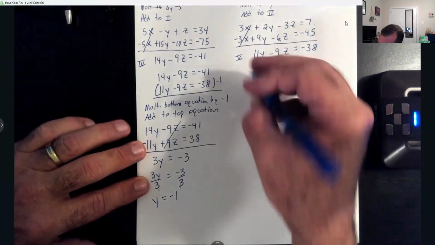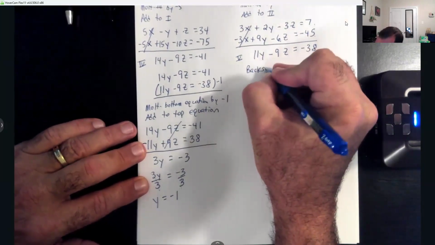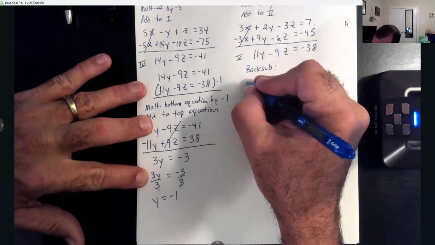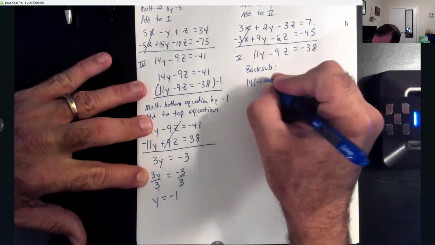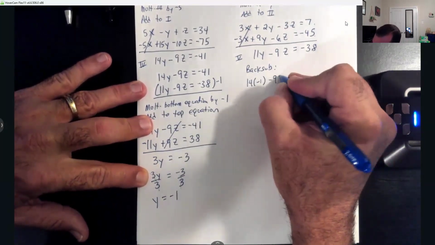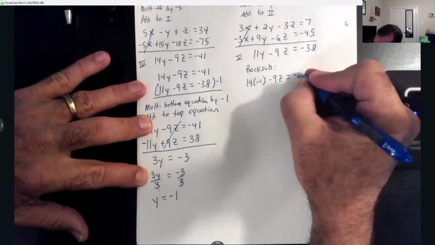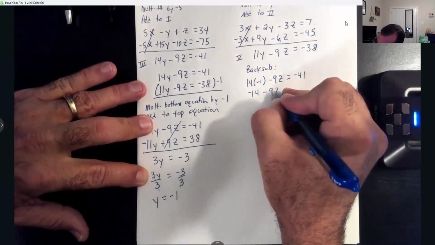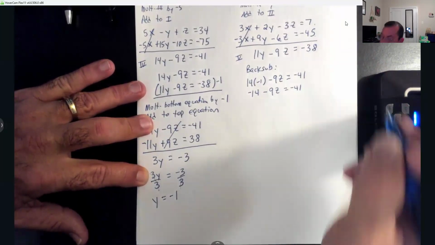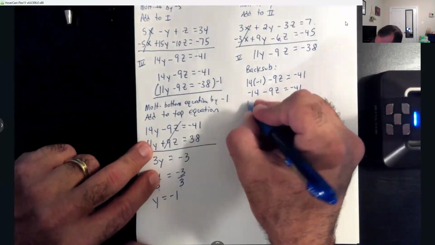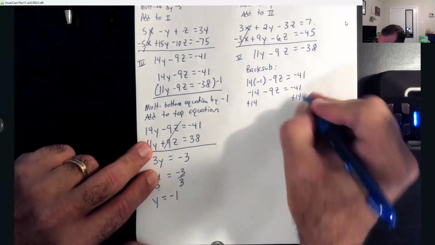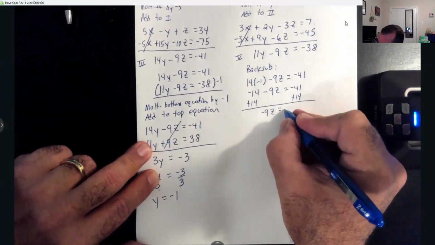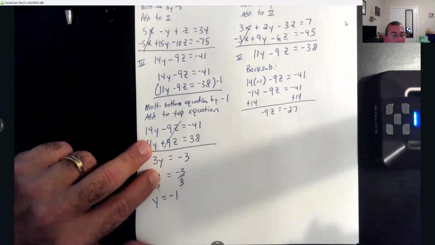And it don't matter which one. So I'm going to back substitute. I'm going to do this one here. 14 times y, which is -1, minus 9z has to equal -41. So y'all, that gives you -14 minus 9z equals -41. We're going to add 14 to both sides. So y'all, -9z equals -27. And y'all look at that.